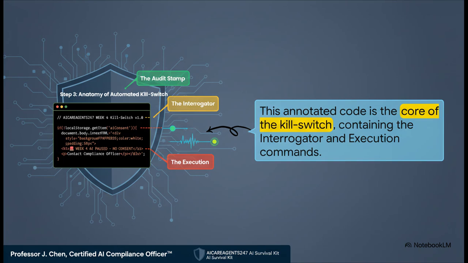Now, at the very heart of this safeguard is a surprisingly simple block of code. I know it might look a little technical, but this is your primary defense. It's really made of three distinct parts. You've got the audit stamp, the interrogator, and then the execution command. Let's break each one of those down.